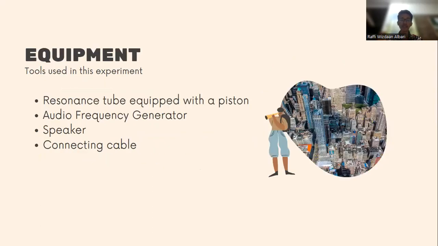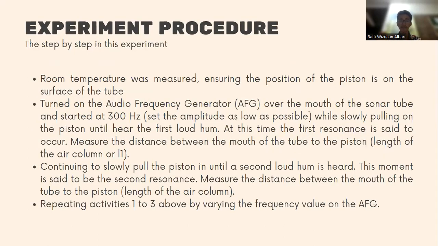The equipment used in this experiment is, first, a resonance tube equipped with a piston. The second is an audio frequency generator or AFG. The third is a speaker, and the last is a connecting cable. This is the experiment procedure.